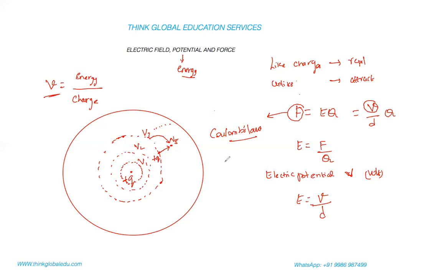Here the field is due to plus Q, and the second plus Q, that is, we can take that as Q2. The Q2 plus Q experiences a repulsive force due to the field of Q1.